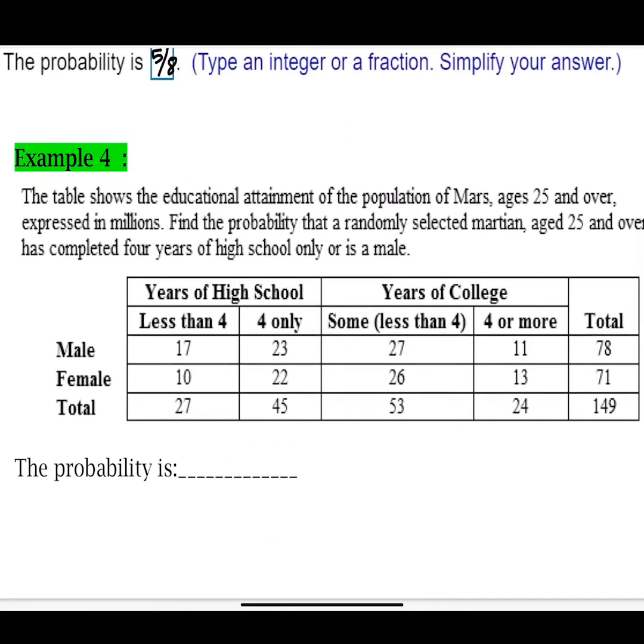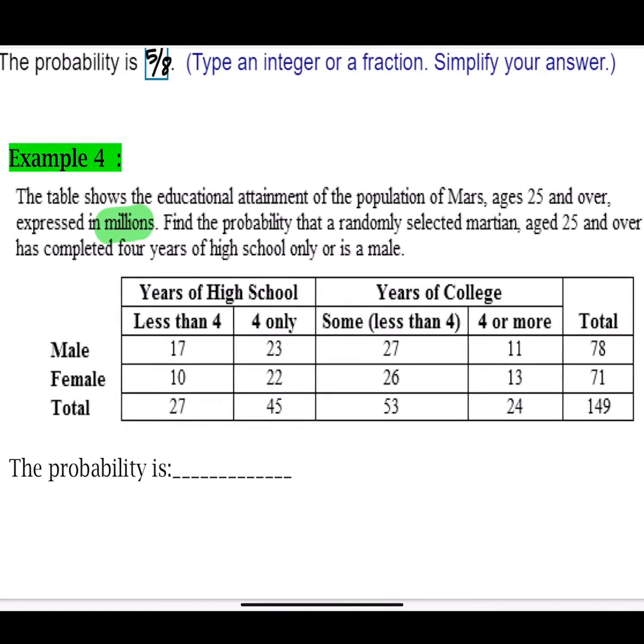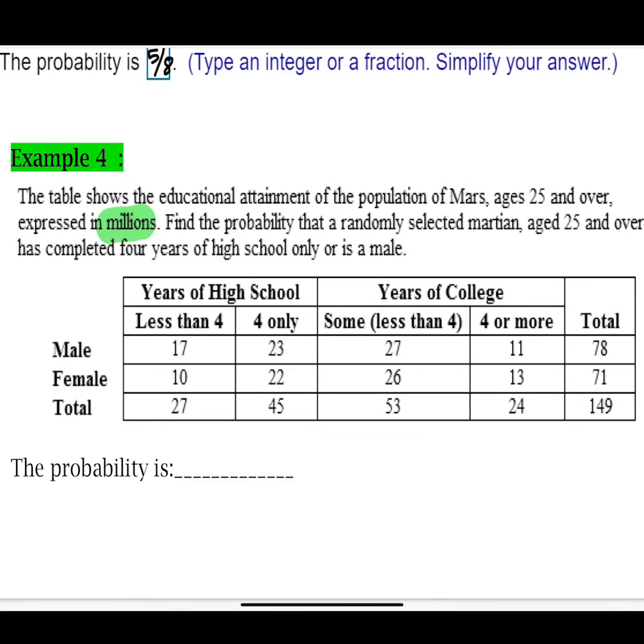A table shows education attainment of the population of Mars age 25 and over, expressed in millions. Find the probability that a randomly selected Martian age 25 and over has completed 4 years of high school or is a male. 4 years of high school only, or is a male.